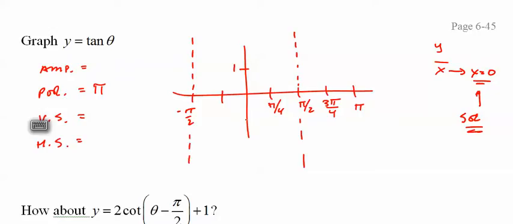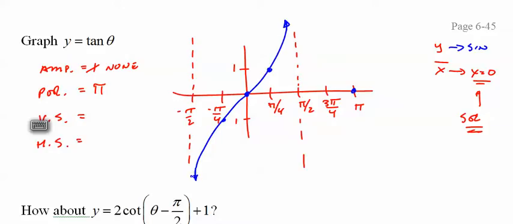Amplitude is 1, but as you see, it's going to be none, because it's going to go up forever and ever. So when sine equals 0, this equals 0. At pi over 4, tangent is 1. At negative pi over 4, tangent is negative 1. So I don't put my dots in now because it's just going to get way too busy, especially when I shift. That's it.